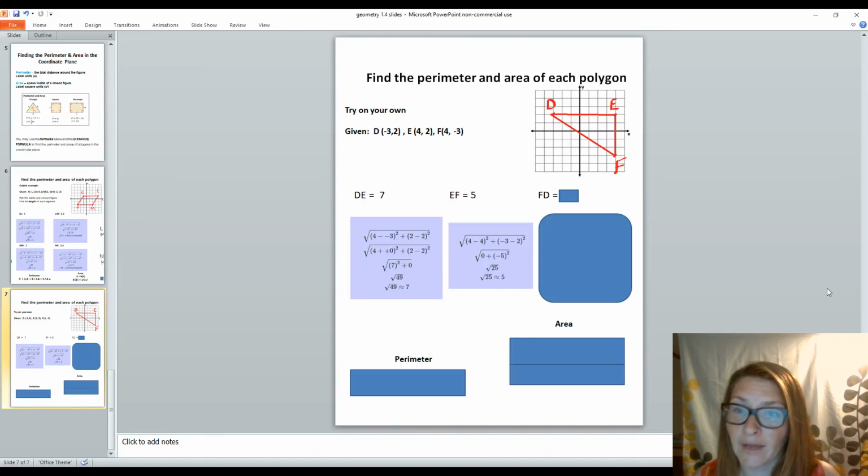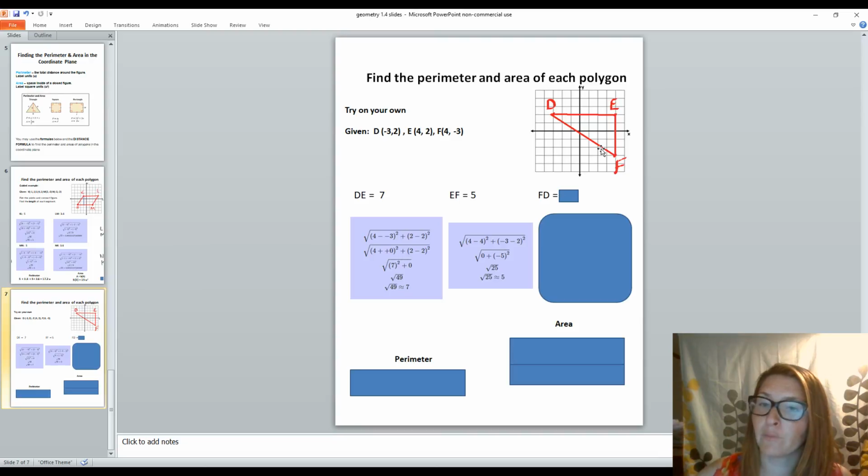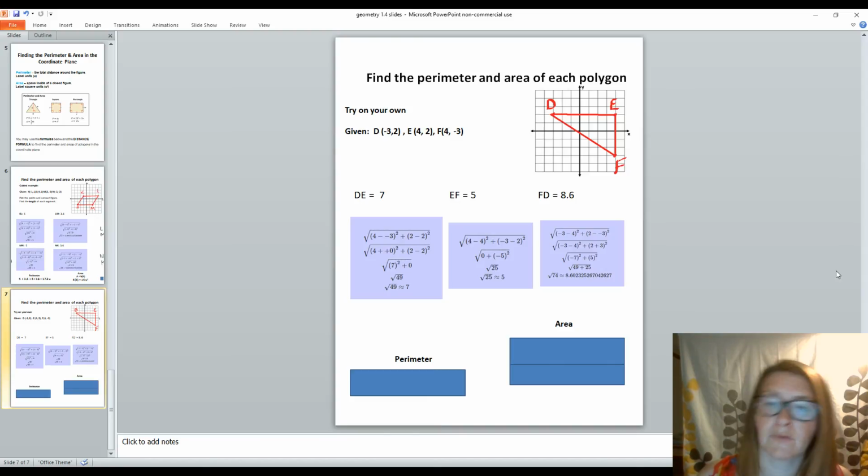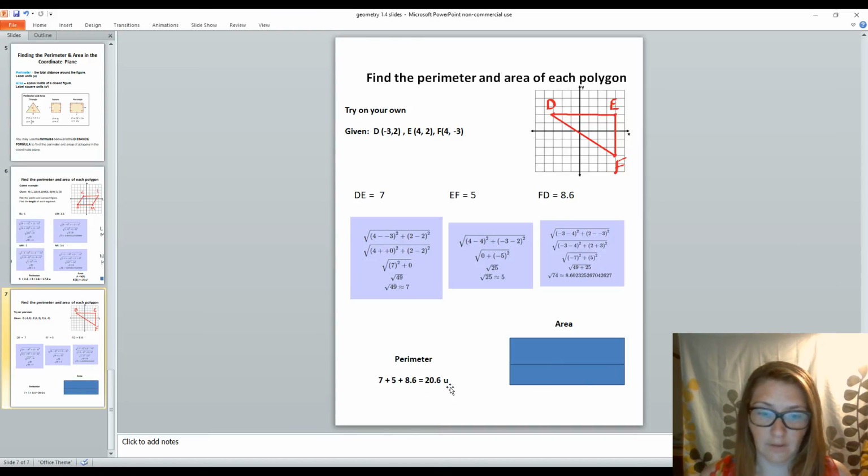The length is 5. Now, these 2 sides are great because one is horizontal and one is vertical, so I could also count boxes. The distance formula will never fail me, but when I have a horizontal line, I can count those boxes. From F to D, I cannot do that. I do need the distance formula, and you can see that the length is 8.6. Now, to find the distance around this triangle, we're going to add up all 3 sides. And when we do, we have 20.6 units. Again, do not forget to label.